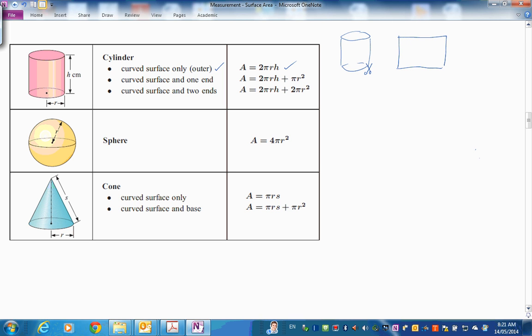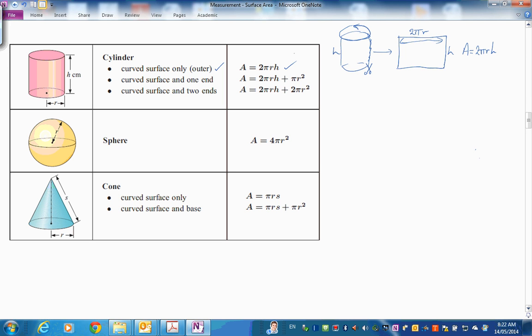It would lay out like a rectangle, wouldn't it? If I cut it right through the side there and laid it out, it'd be flat. So this distance around here would be this distance here, laid flat. So that's the circumference of the circle, which is 2 pi r. And then the height there would be the height. So that's explaining why the area of the curved part of the cylinder is length by breadth, 2 pi r h, because the curved part of the cylinder can be laid out as a rectangle.